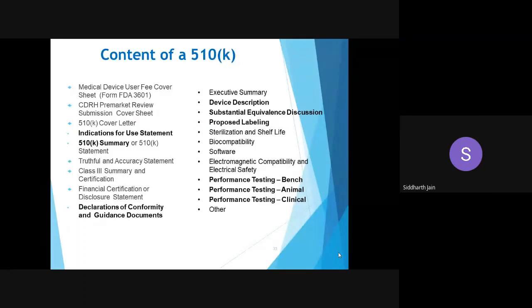Now the Class 3 summary and certifications, financial certification and disclosure agreements, then the device description, proposed labeling, biocompatibility, software validation, EMI EMC testing data, and all the bench testing data with respect to animal, clinical and bench testing. These are the documents which are mandatory to submit whenever you are going for the 510K application or submitting your documents for your 510K.